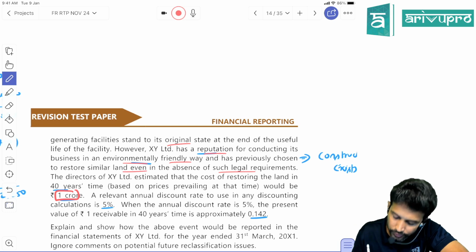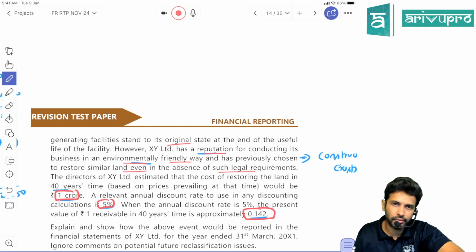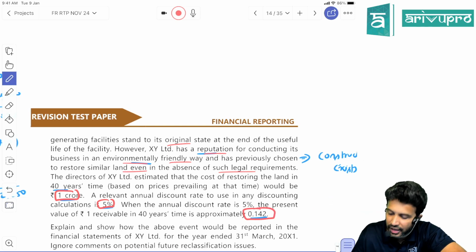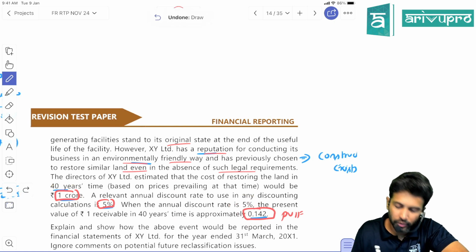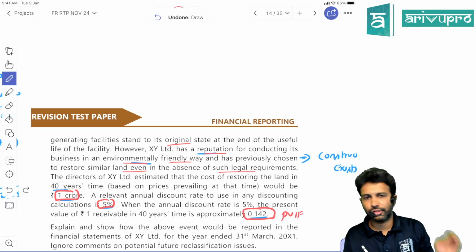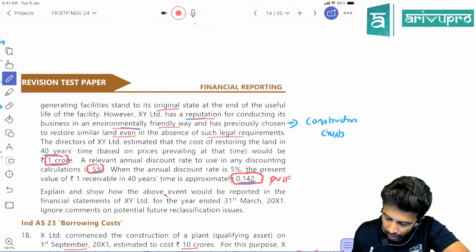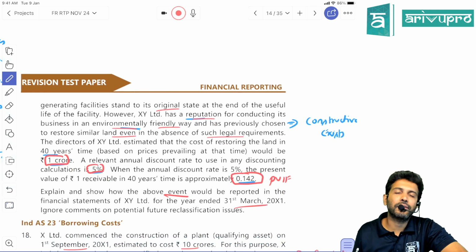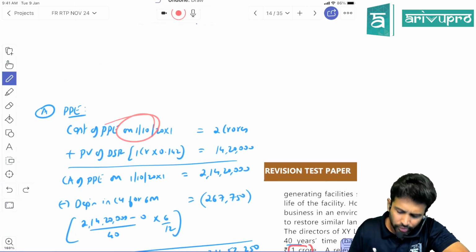For that, we need discount factor given as 5%. At 5%, they only calculated PVIF. For 40 years at 5%, PVIF is 0.142. So 1 crore multiplied by 0.142 if you do, you'll get 14,20,000. That is the present value of DSR cost to be capitalized. Explain how the treatment will be calculated for the year ended 31st March 20X1. Very simple calculation, sir. Here, carrying amount of PP.